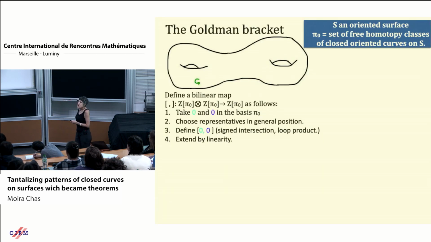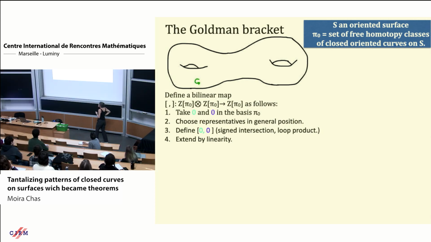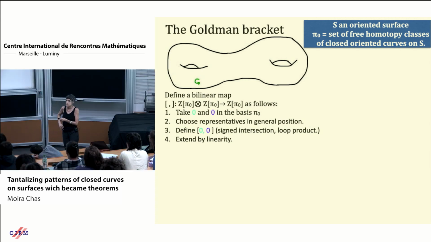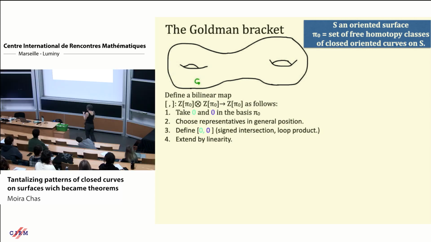So now I'm going to define a certain bilinear map first on this vector space, on this set of linear combinations. And then what I can do, of course, is take 2 elements of the basis and tell you which linear combinations of free homotopy classes I get.